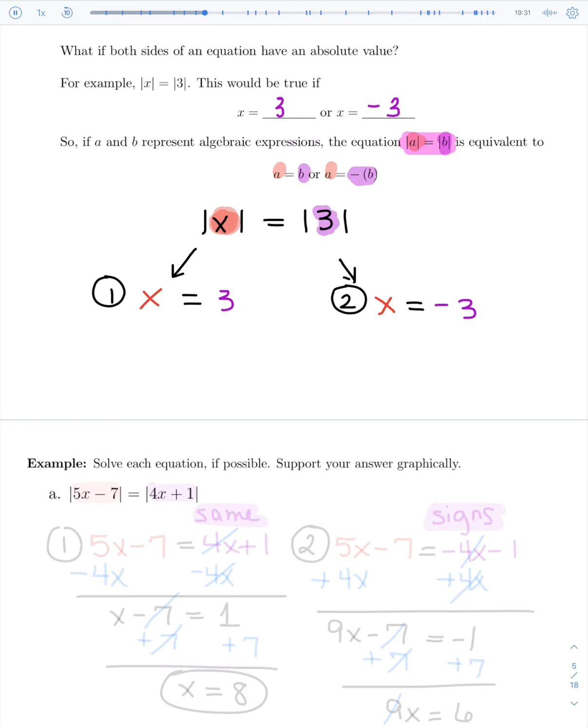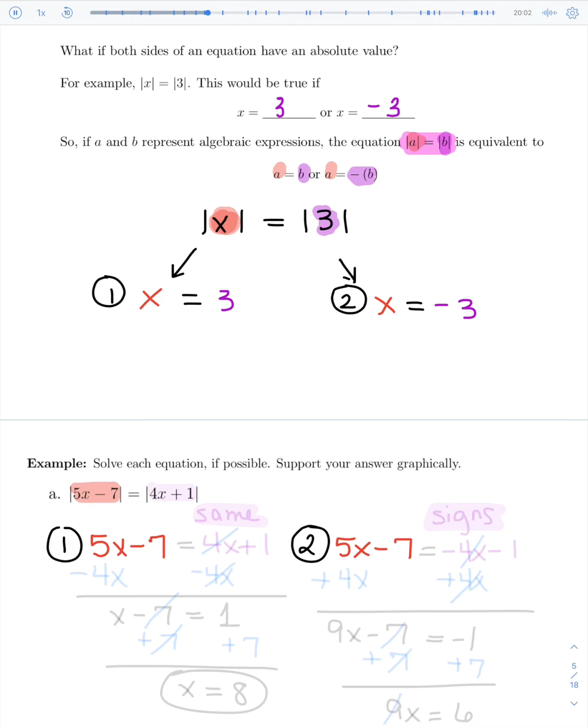So let's take a look at this first example. We've already got our two absolute values, one on each side, so we can just jump to making our two equations. The first equation and the second equation will start off the same. Whatever's inside the left-hand side, inside the absolute value, will stay the same no matter what. That'll be the same throughout this entire section. So the 5x minus 7 should stay the same.